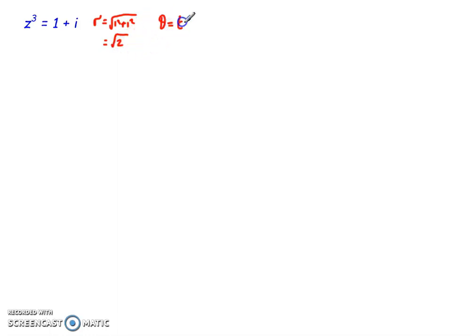Theta for this one is equal to tan minus 1 of y over x. So in this case, y over x are both 1. So it's just tan minus 1 of 1, which is pi over 4. So there you go, I've got the two parts. I can now write it in polar form. So I know that z cubed is equal to the square root of 2 bracket cos of pi by 4 plus i sine of pi by 4.